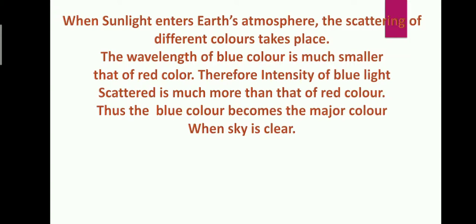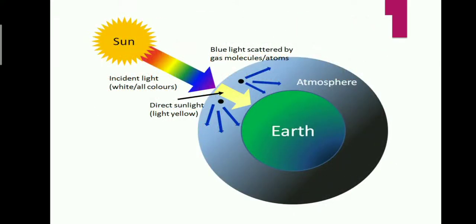So the answer is quite simple. The reason why the sky is blue is from Rayleigh's law itself. The intensity of this blue light is more because it has the least wavelength. Then the next question arises.